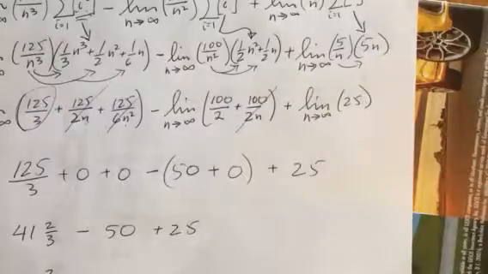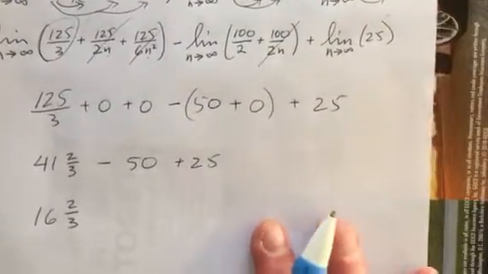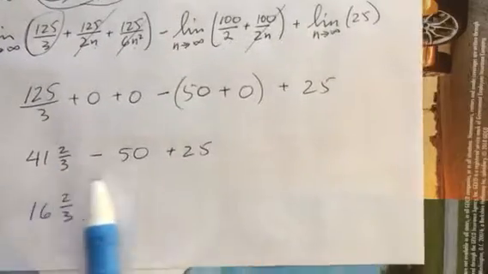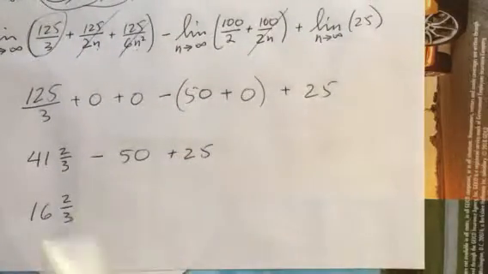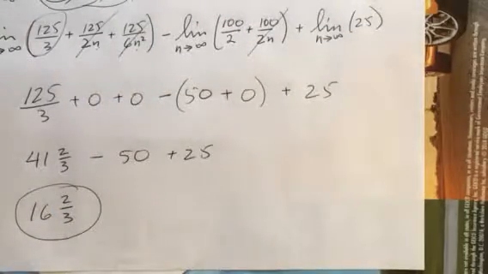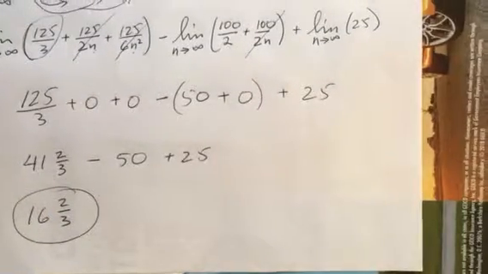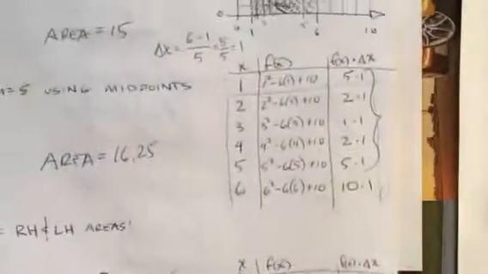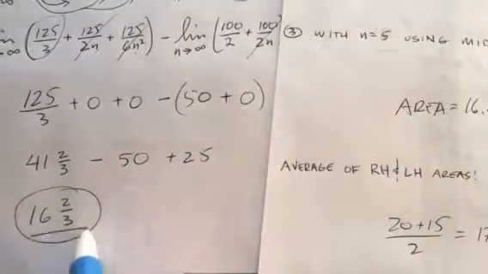So now I wind up with just this very simple math, and my total through the limits approach becomes 41 2/3 minus 50 plus 25, which gives me an exact answer of 16 2/3. So compare that to what we did a minute ago, where we got 17.5 versus 16.25. That is our exact answer.